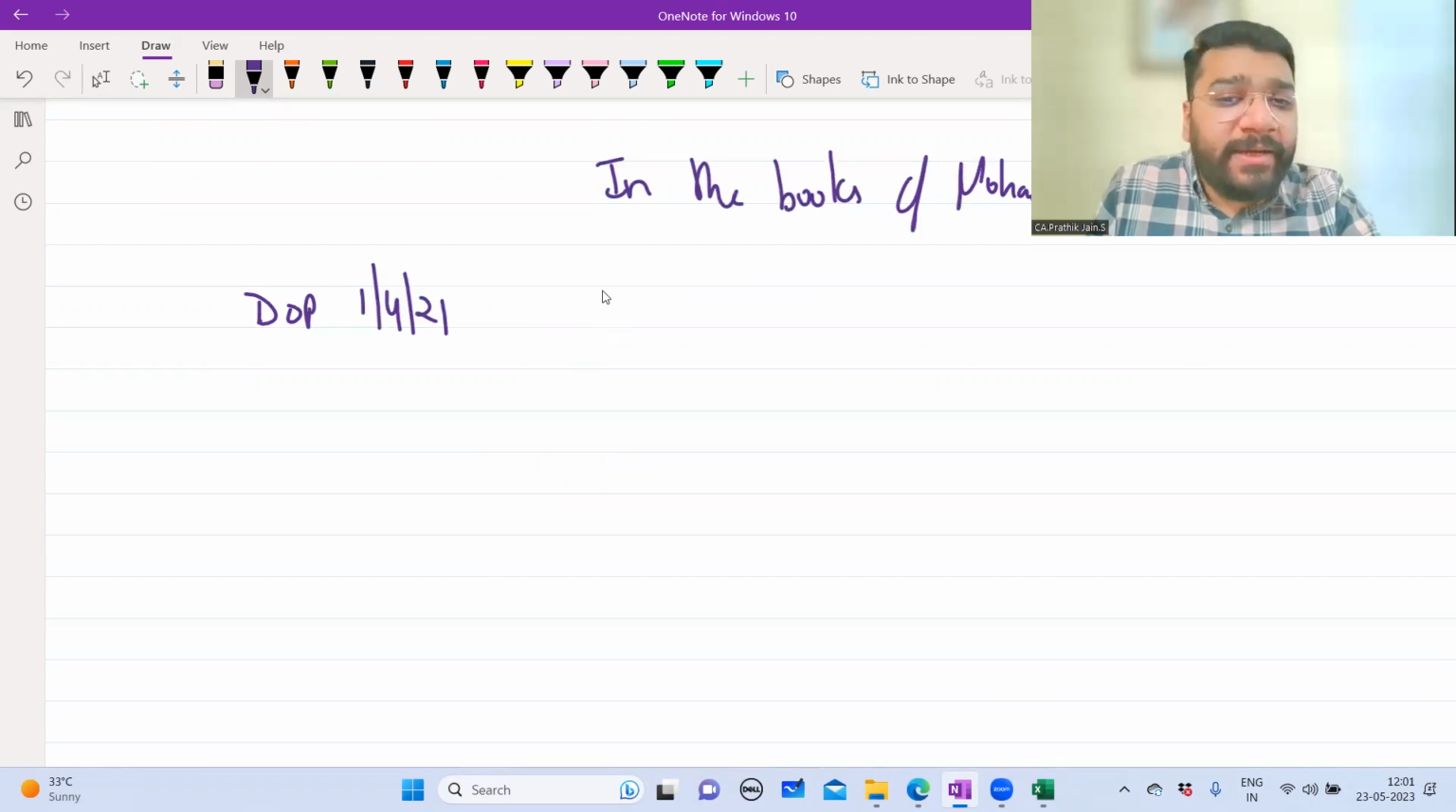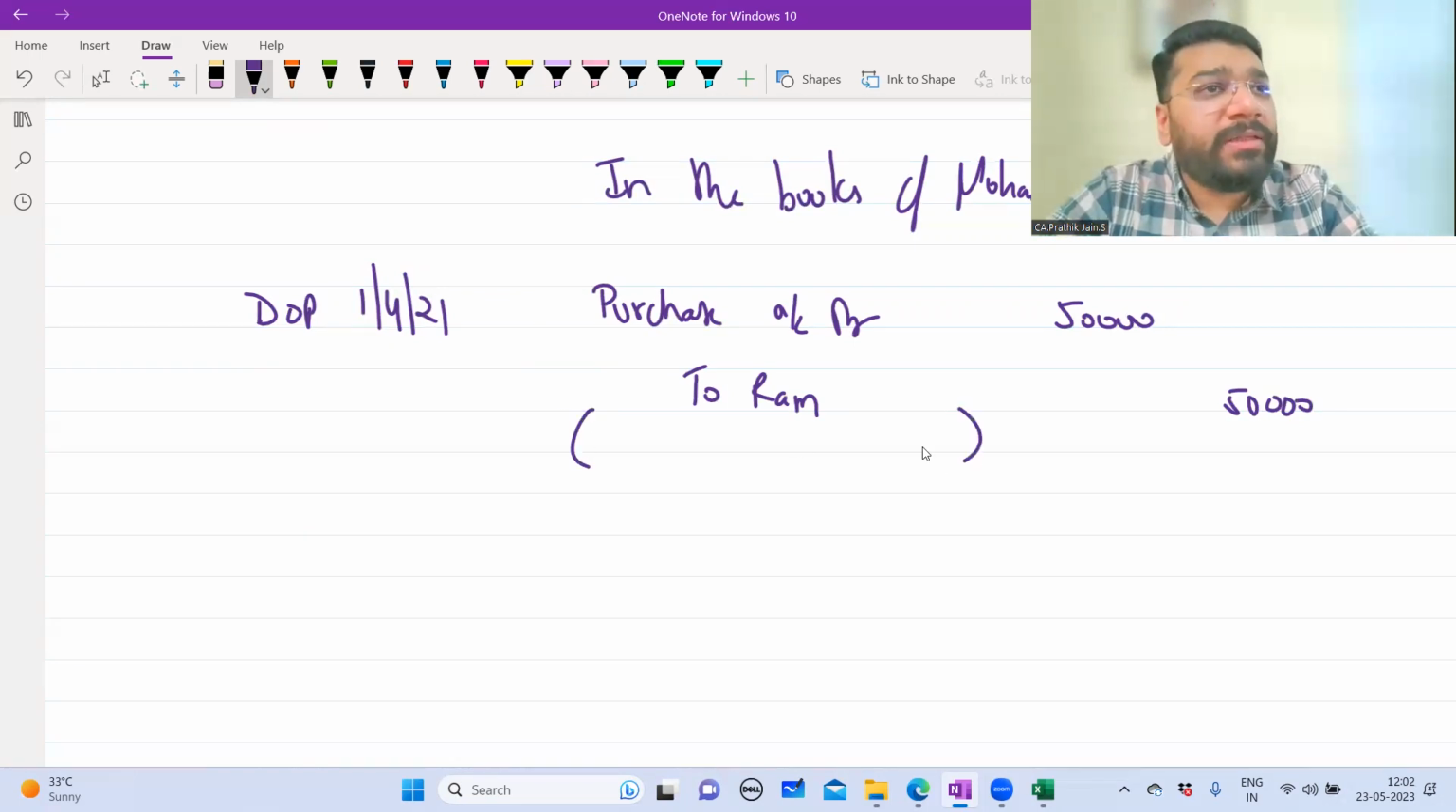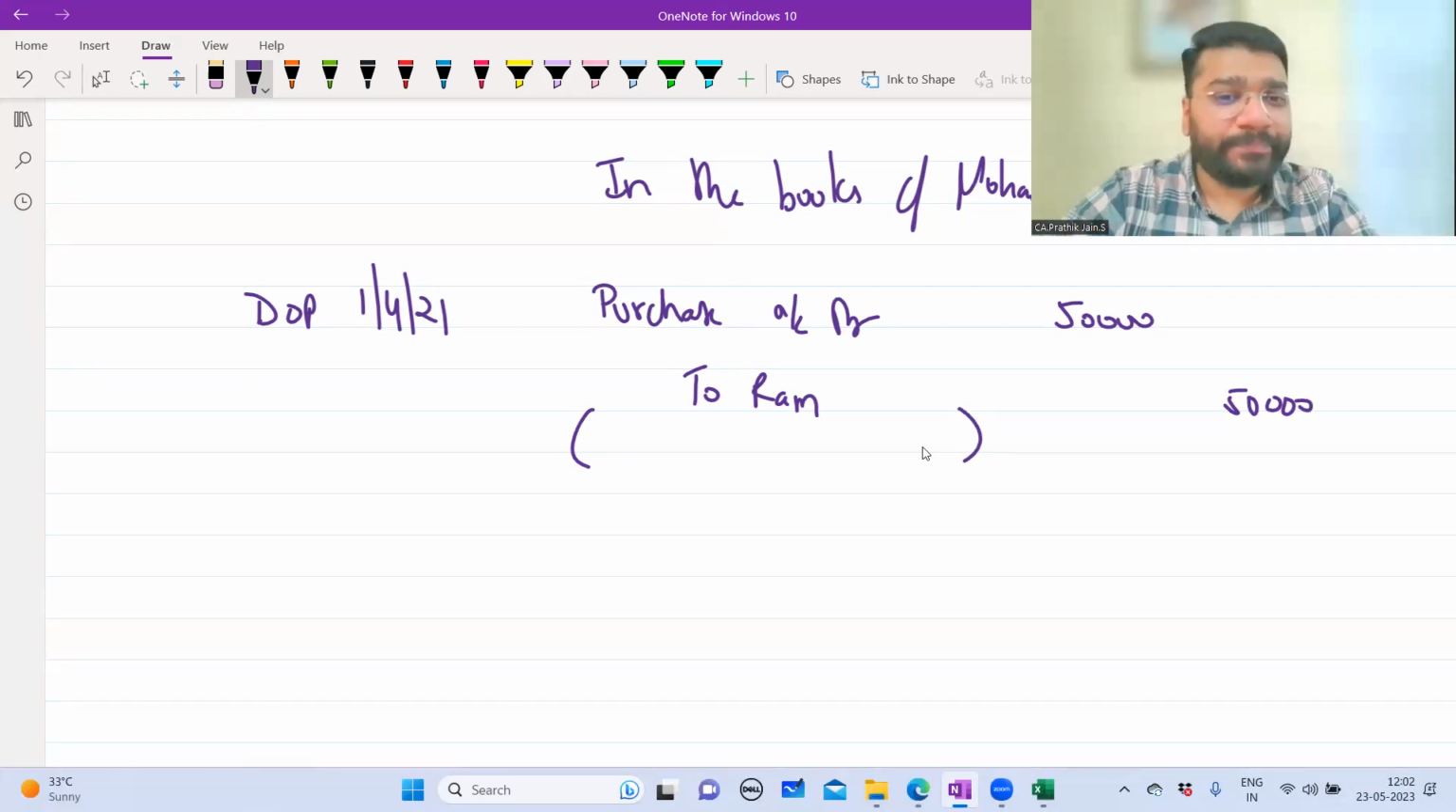What is the credit purchase entry? Purchase account debit to Ram. Creditor is Ram, 50,000. Please draw with proper formatting. Being goods purchased on credit from Ram worth 50,000. Narration, you can grammatically form any sentence you want. There's no hard and fast rule that you have to do it like that only. You're free to form any language you want.